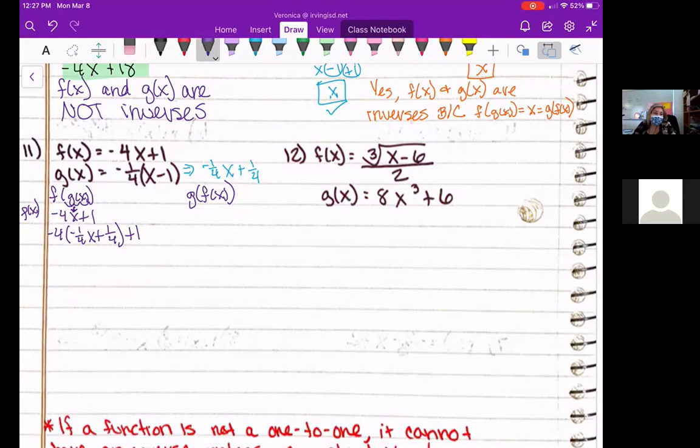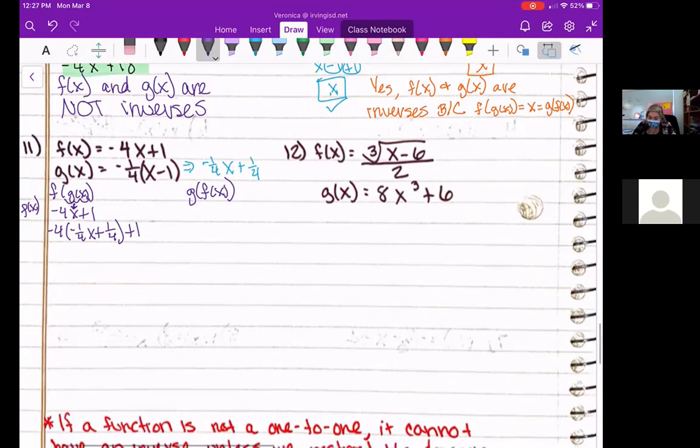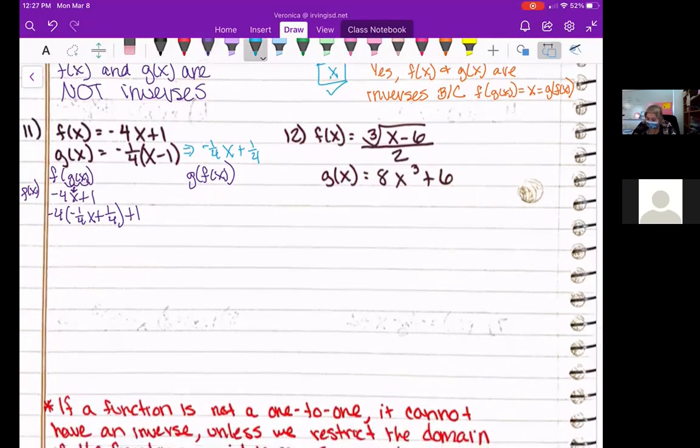I'm not saying it wouldn't, okay? But I would have done that first, okay? So then now all I have to do is simplify. So negative 4 times negative 1 over 4 are inverses of each other, right? So that's just a positive 1. Negative and a negative is a positive.